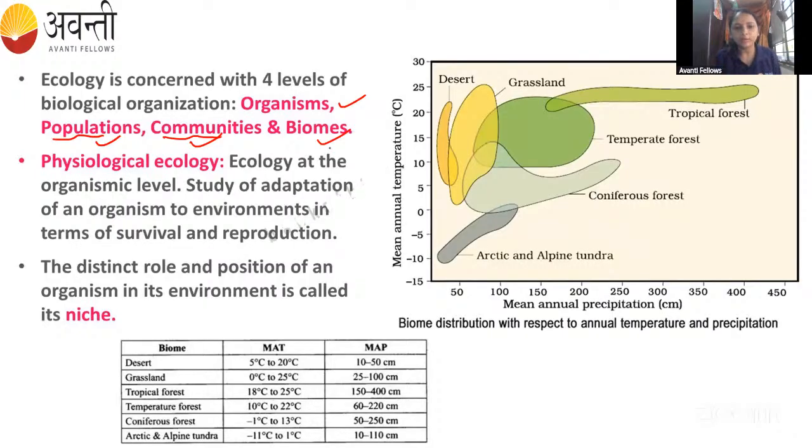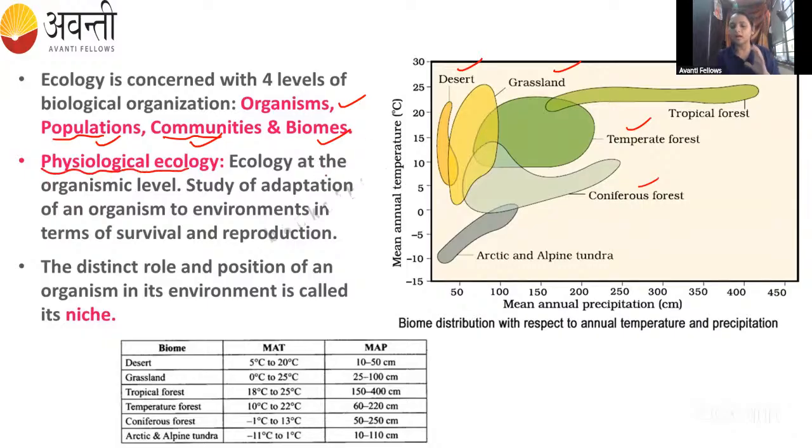Then coming to the biome, you know that each biome has specific plants and animals, right? Because of the animals and plants present there, each biome has its differences. So the different biomes you can see here: desert, grassland, temperate forest, conifers, and the tropical, arctic, and alpine. These are all differentiated based on the plants and animals living there. Okay, fine.